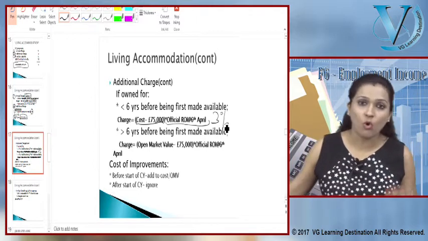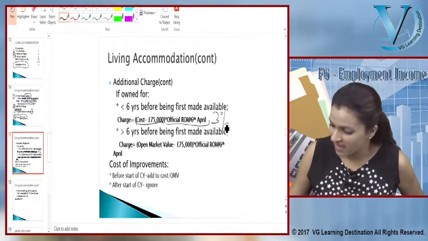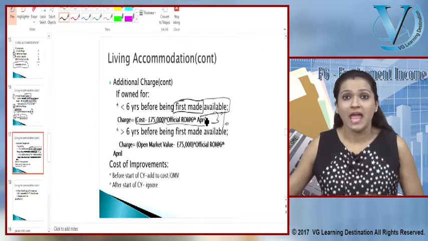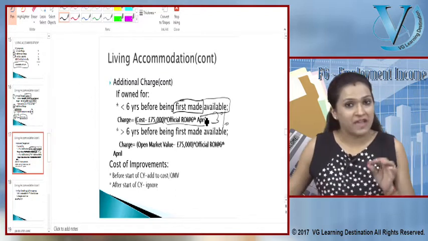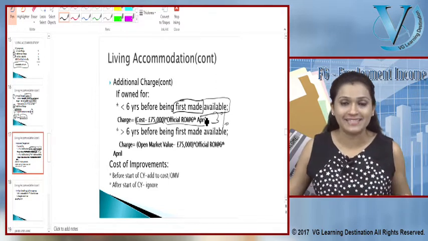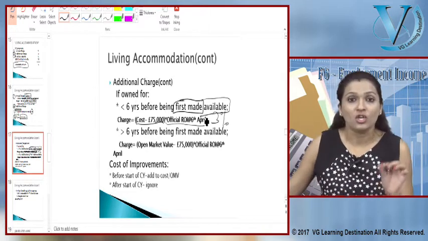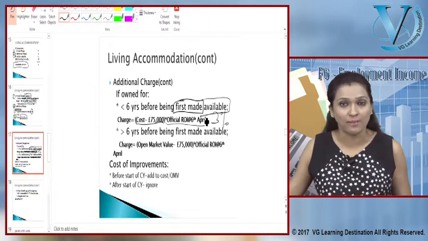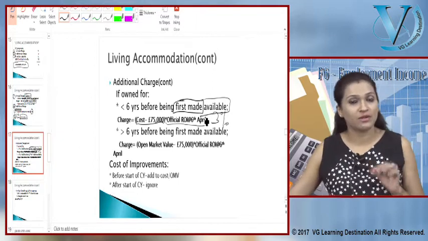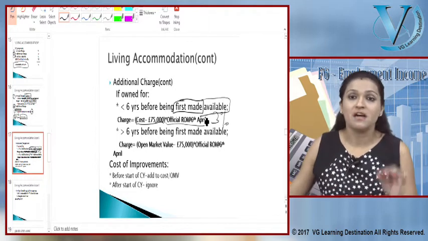If the property has been owned by the employer less than 6 years ago, before being first made available, now remember this is extremely important, before being first made available is what you have to look at. Very often the employer will try to confuse you by giving you a lot of prices at different dates. What you have to do is make sure that you are looking at the number of years that have gone by before the property was first made available. So make sure you do not get confused.